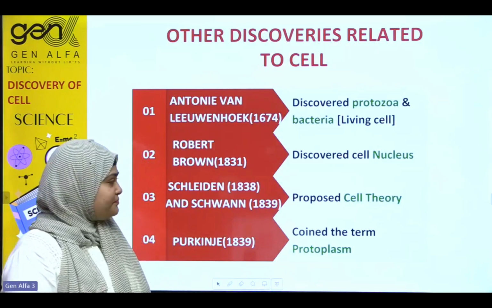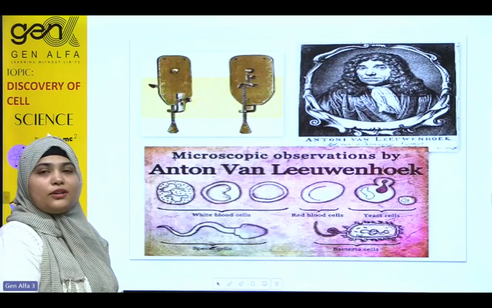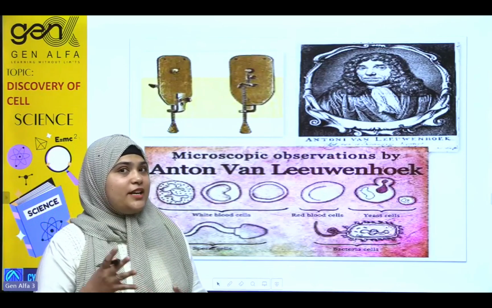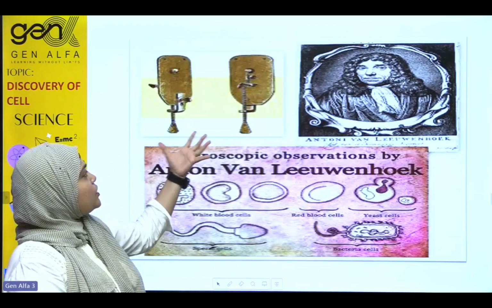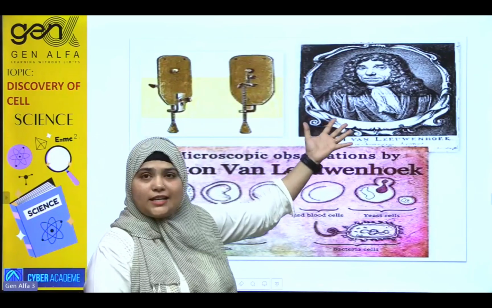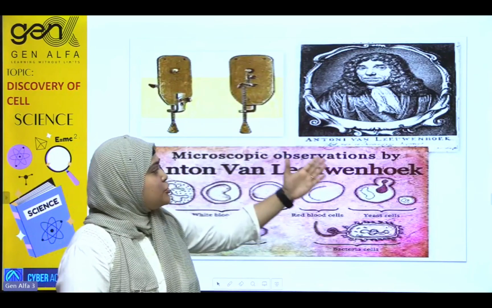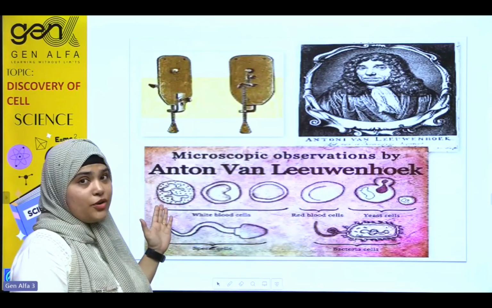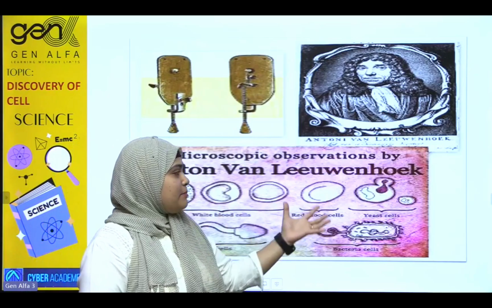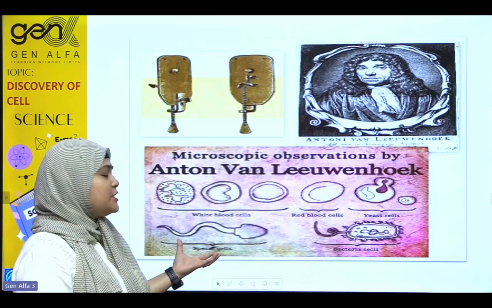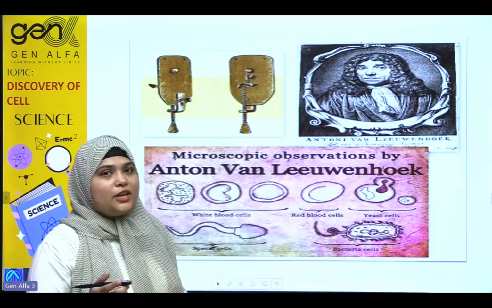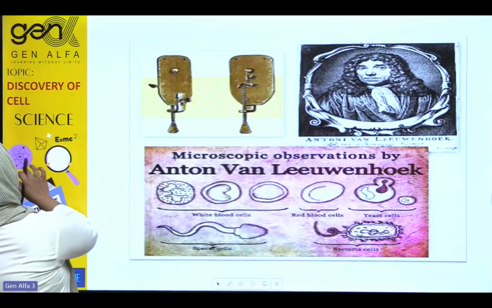Good to go? I just want to show the discovery of Antony van Leeuwenhoek. He was the person who discovered living cells. Here you see the lens made by Antony van Leeuwenhoek. This is the picture of Antony van Leeuwenhoek, and this is the picture of his discovery inside the pond water. It contains white blood cells, red blood cells, and moving particles like bacteria and sperm cells. Because these particles are moving, he called them animalcules.